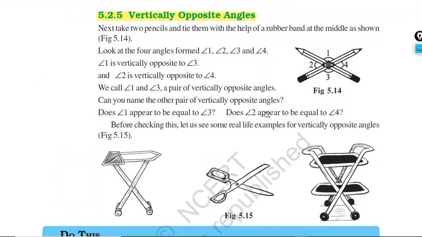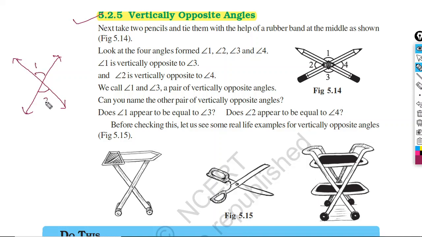Now the last concept, that is vertically opposite angle. Well, this is a new concept, vertically opposite angle. Normally, when two lines or two rays or two line segments intersect each other, okay, then vertically opposite angles are formed. So suppose angle number 1 and angle number 2, they are vertically opposite angles. Angle number 3 and angle number 4, they are also vertically opposite angles.